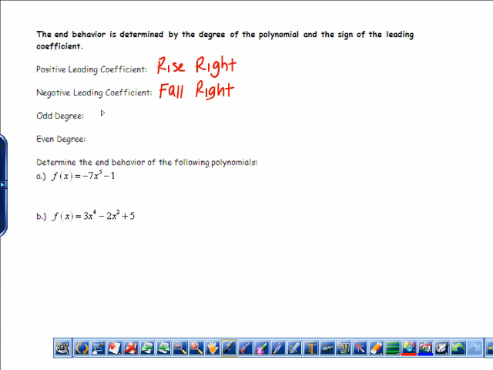Odd degree will cause an opposite behavior. So whatever is happening to the right, it's going to be opposite for the left.